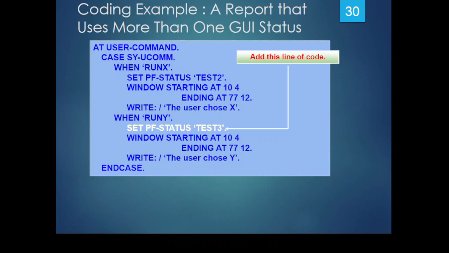When the function code is RUNBY, it means the user clicked the second button. So SET PF-STATUS test3, which is our other GUI status, will show the window with the message: the user chose BY.